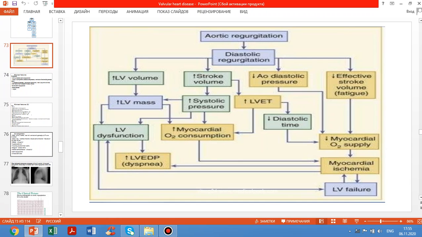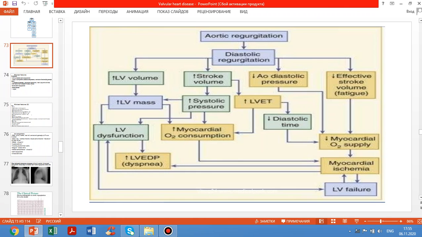Aortic regurgitation is a diastolic regurgitation. Due to this, there is increased left ventricular volume, increased stroke volume, decreased aortic diastolic pressure, and decreased effective stroke volume, causing fatigue. Due to this, myocardial oxygen supply also decreases, leading to myocardial ischemia and left ventricular failure.